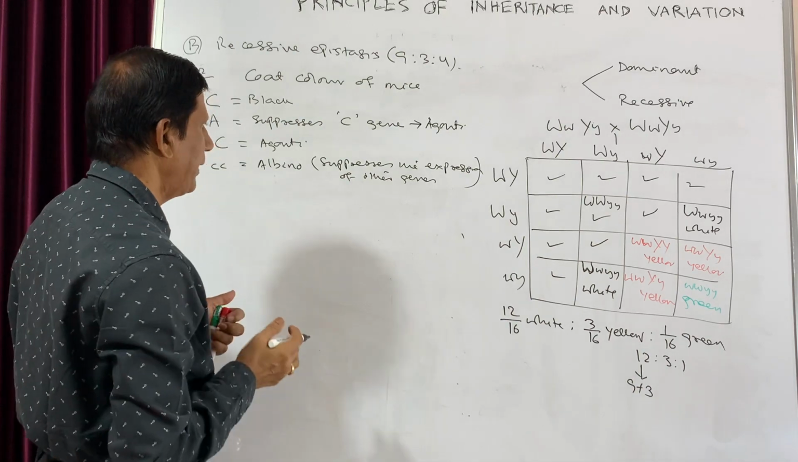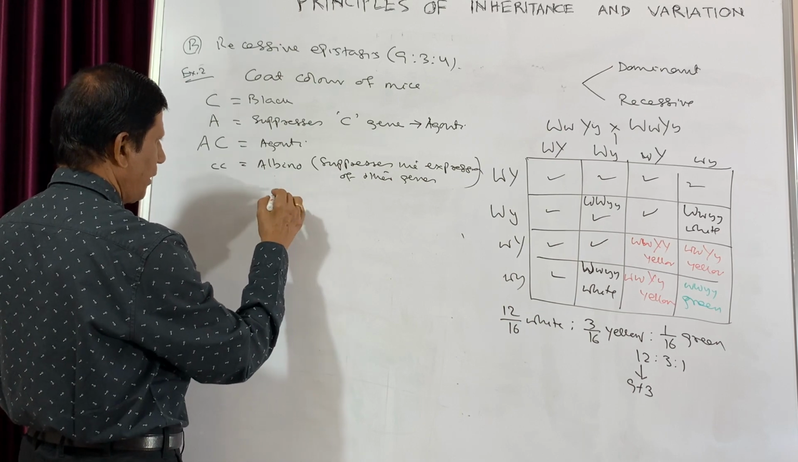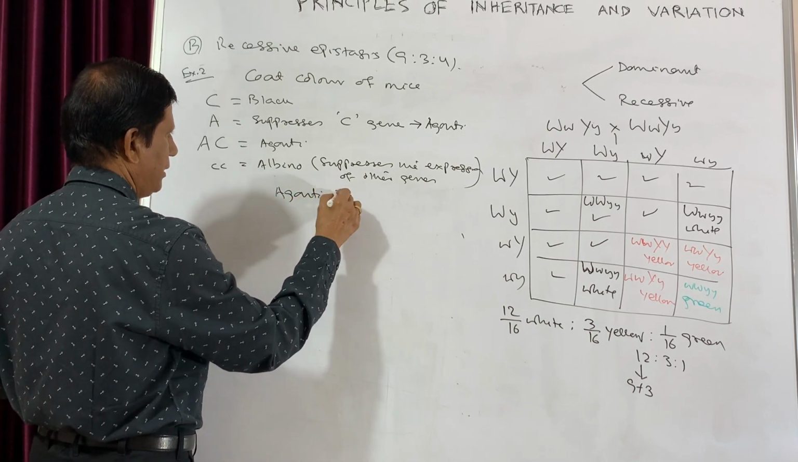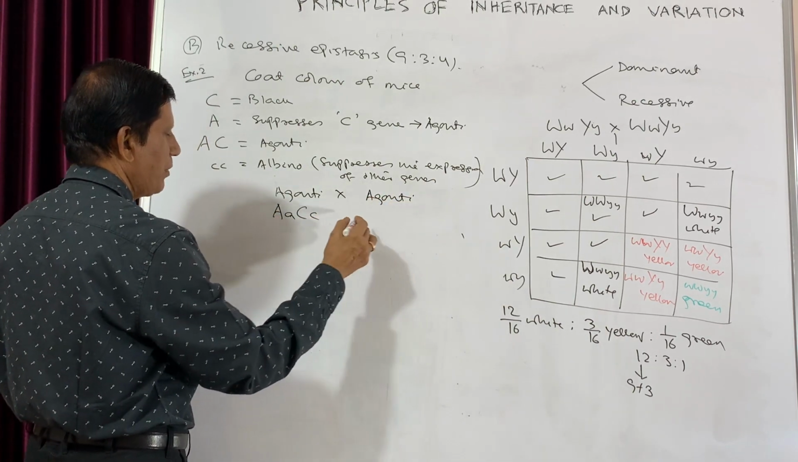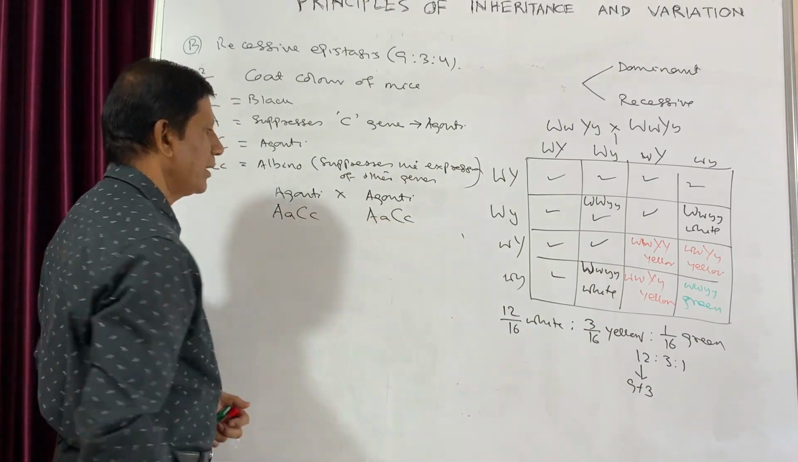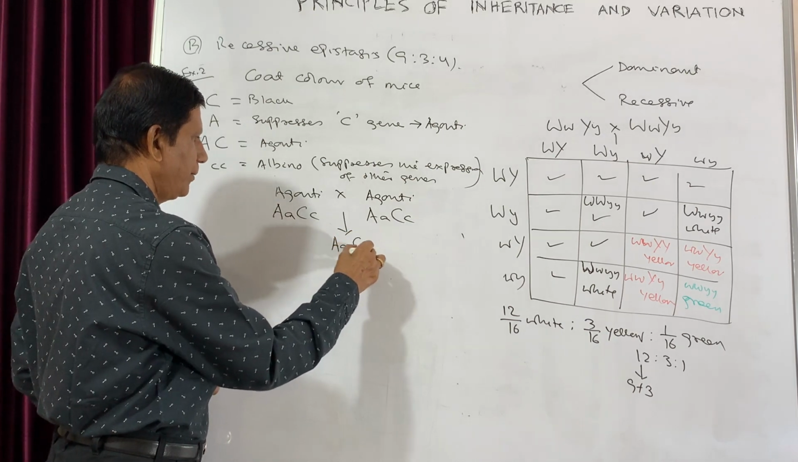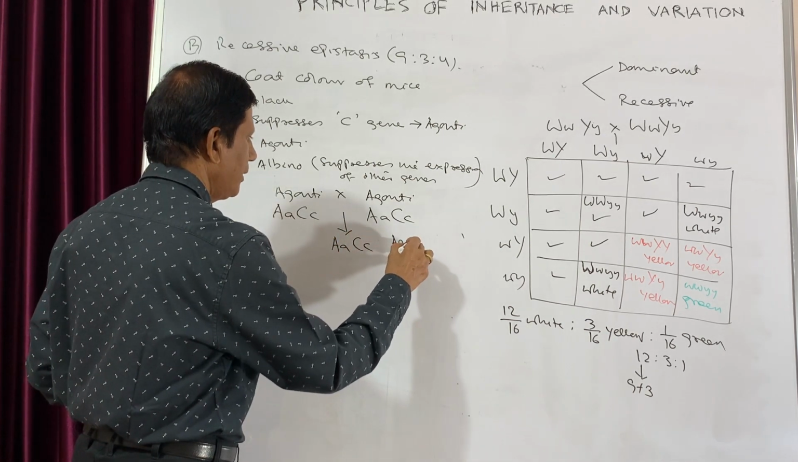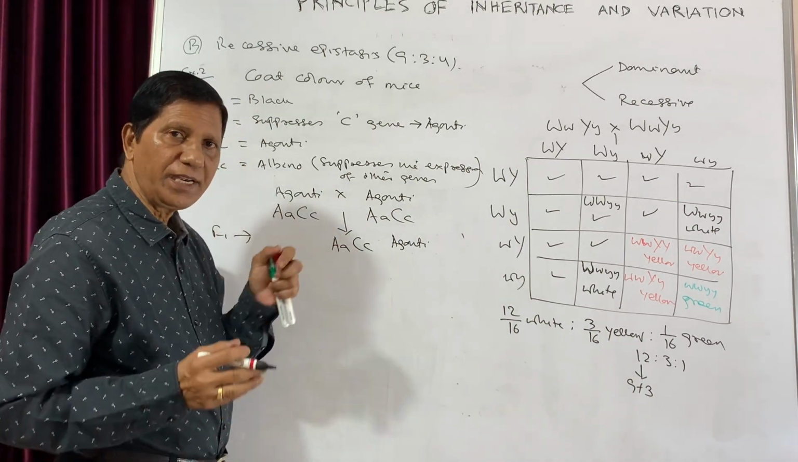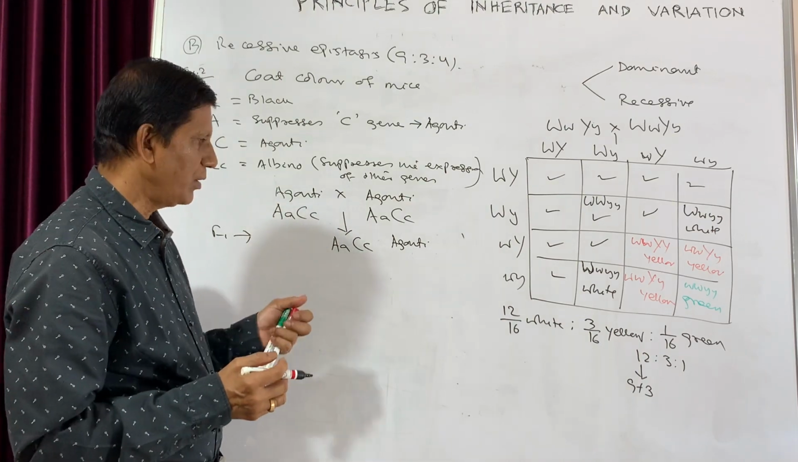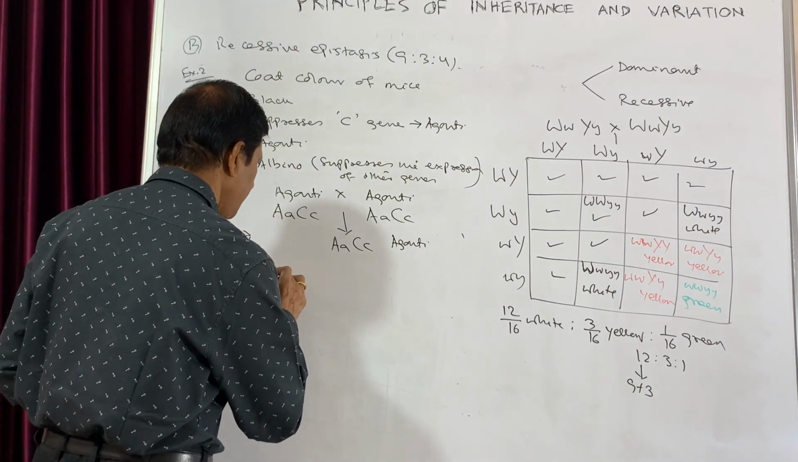Now, if you make a cross between two agoutis, this is agouti, another agouti. So it is capital A, small a, capital C, small c. This also will be capital A, small a, capital C, small c. So the F1 hybrid will also be the same, and this will also be agouti. Now, if the F1 hybrid is intercrossed, in the F2 generation in the Punnett square we will get 16 combinations. Now, how they will behave, you see.